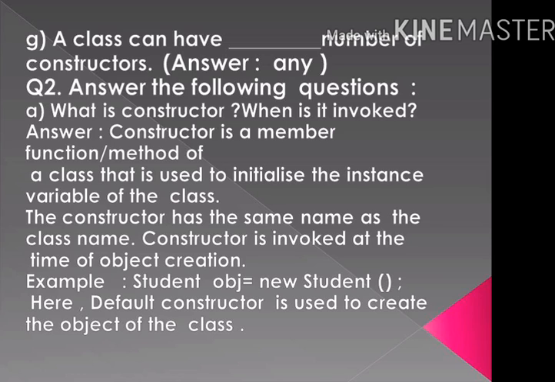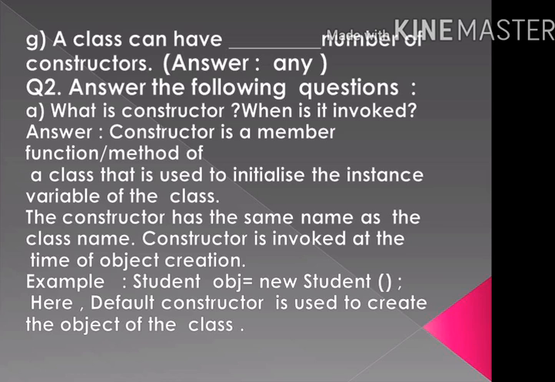Question number 2. Answer the following questions. Question A: What is a constructor? When is it invoked? Answer: A constructor is a member function or method of a class that is used to initialize the instance variables of the class. The constructor has the same name as the class name. A constructor is invoked at the time of object creation.